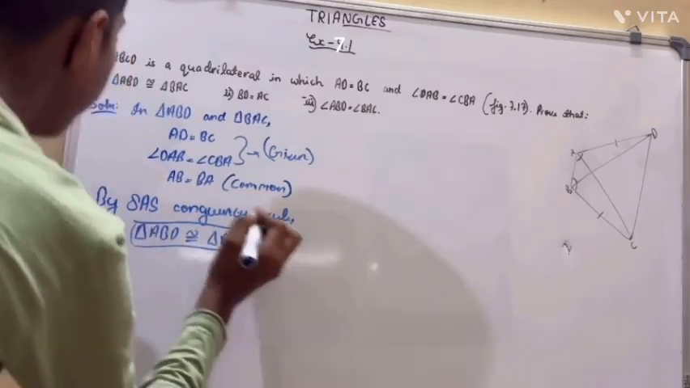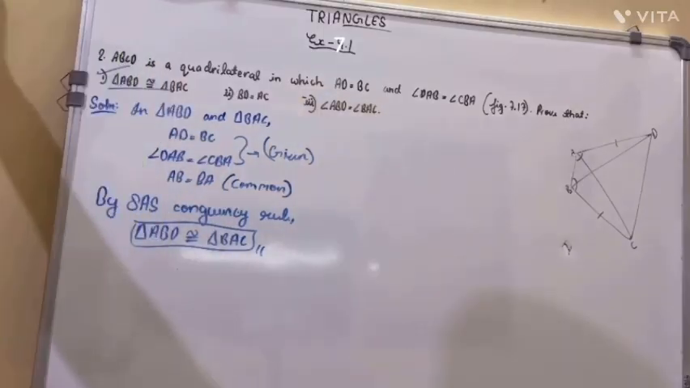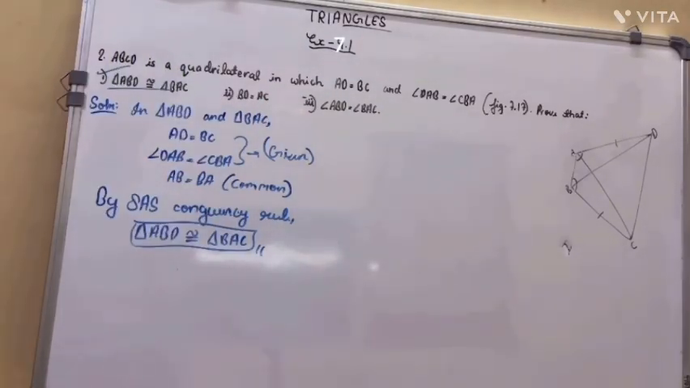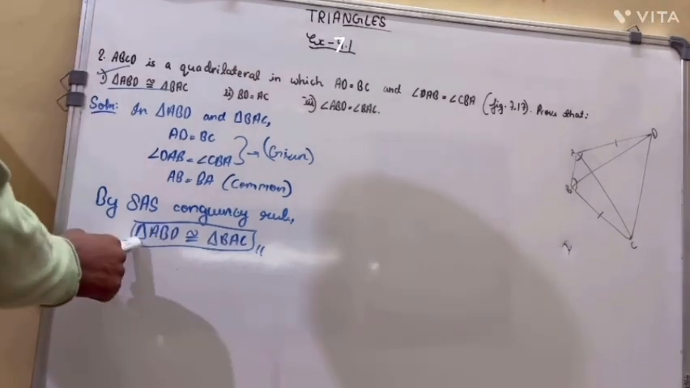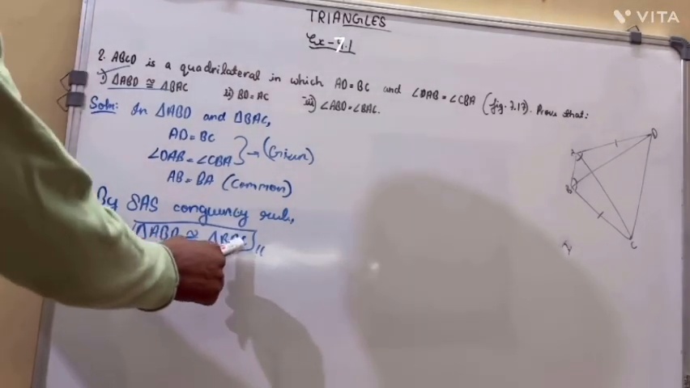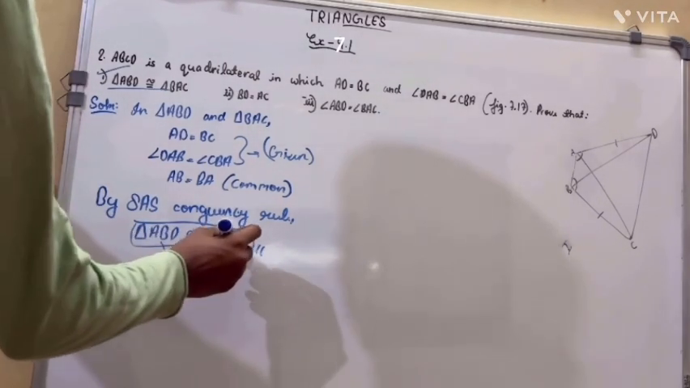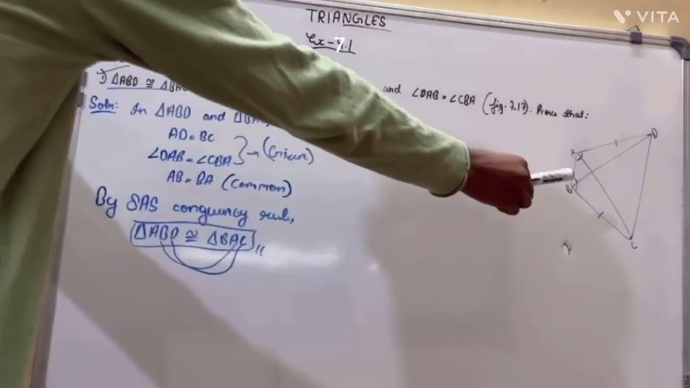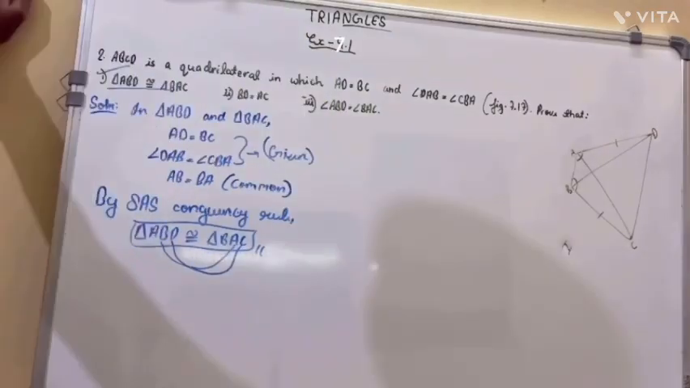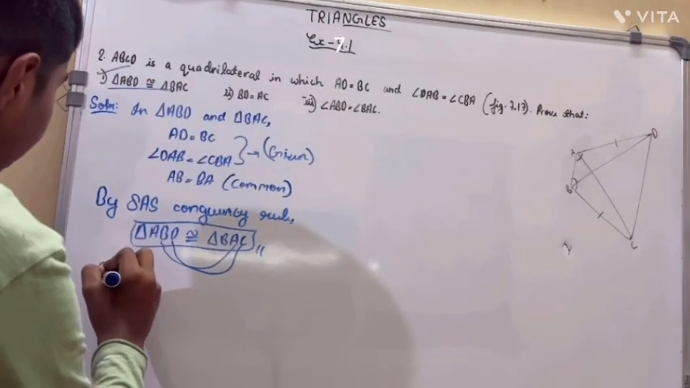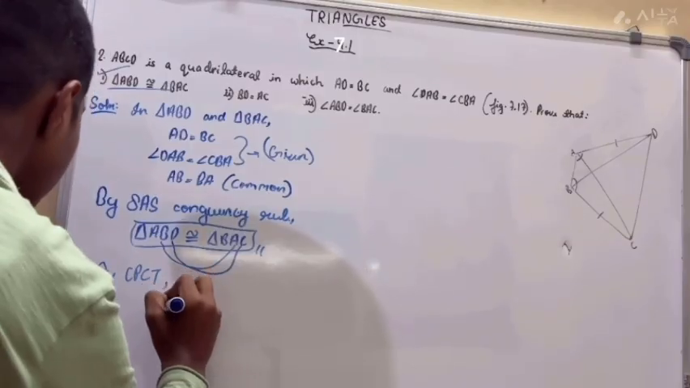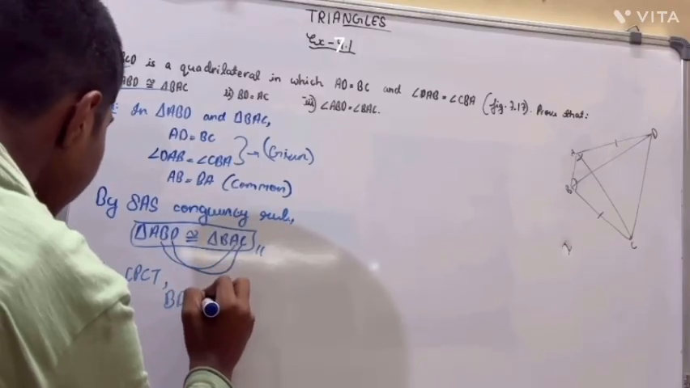This we have proved. The first one is proved. Now it is saying BD is equal to AC. How can we prove this? Can you see? BD is equal to AC. B corresponds to A and D corresponds to C, and both are equal to each other. So in our previous question also we used CPCT. We can say that BD is equal to AC.